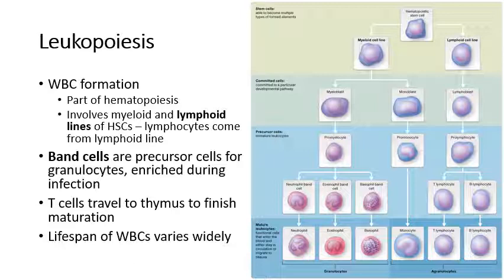So all of these white blood cells have different lifespans. Some of them live for not a long time at all, just some days to weeks. Some of them are going to be living for a much longer time. Like your T cells and your B cells are basically supposed to be living for your whole life. So it varies very widely.